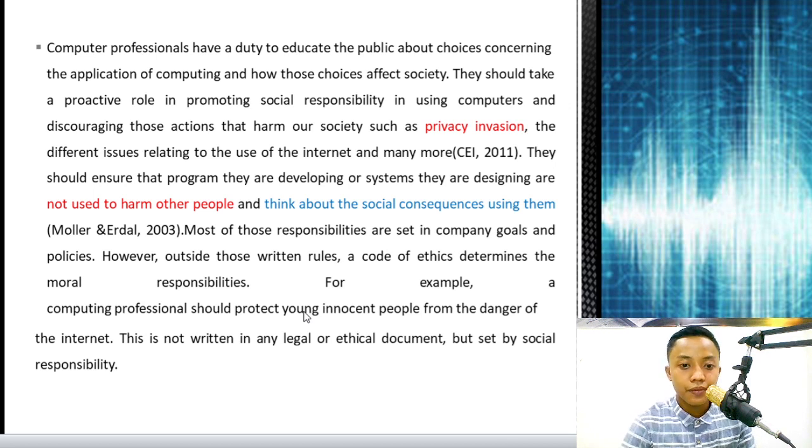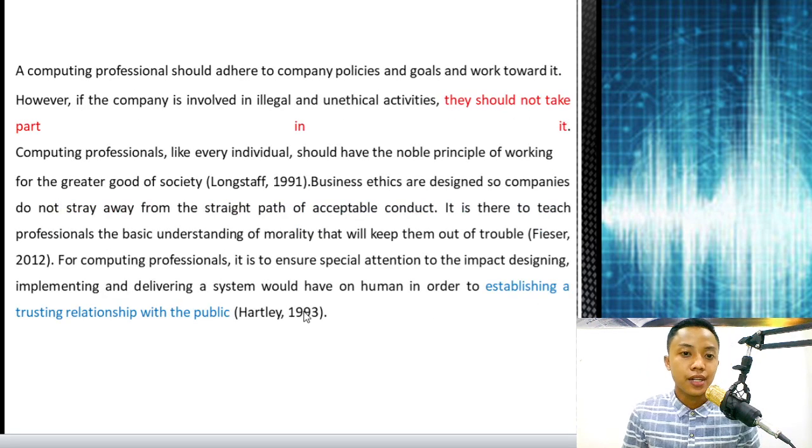For example, a computing professional should protect innocent people from the danger of the internet. This is not written in any legal or ethical document, but set by society social responsibility. A computing professional should adhere to company policies and goals and work toward it. Yang sabi po dito, so as a professional, we should adhere o talaga pong ating susundin ang mga polisiya o ano man ang goals o ang trabaho ng ating company kung tayo po ay nagtatrabaho. However, if the company is involved in illegal and unethical activities, they should not take part in it.